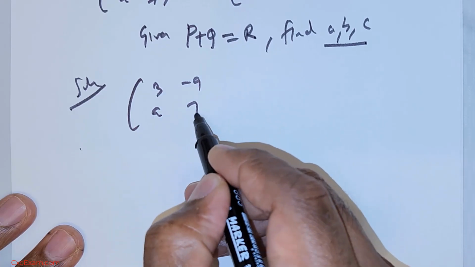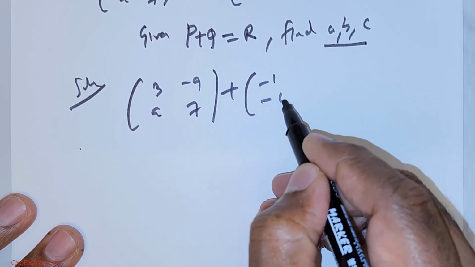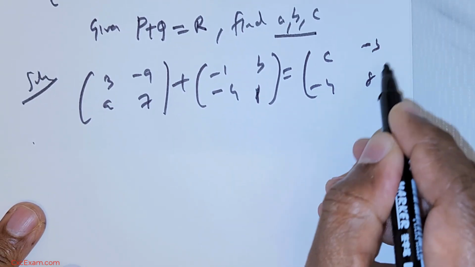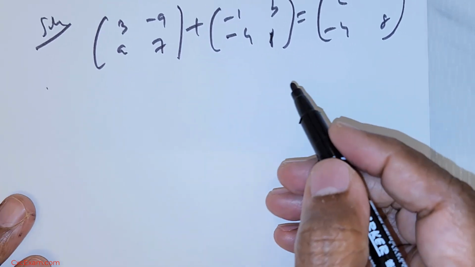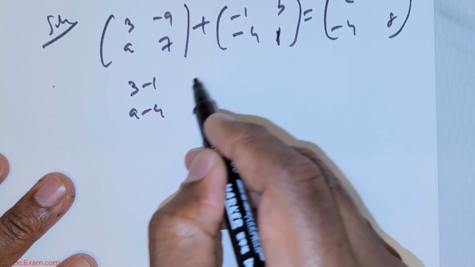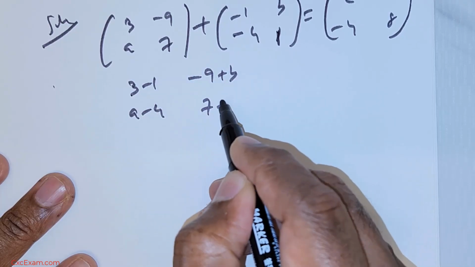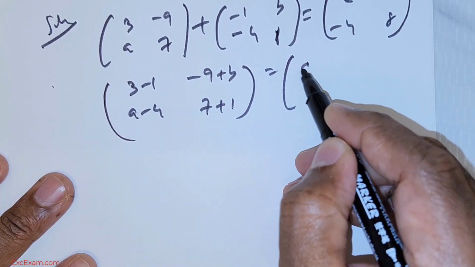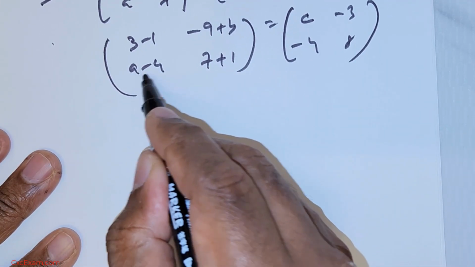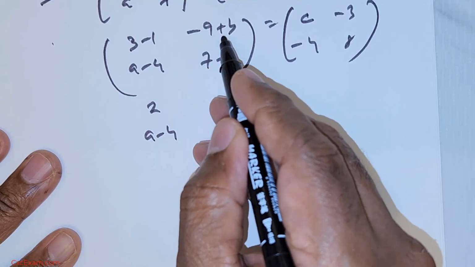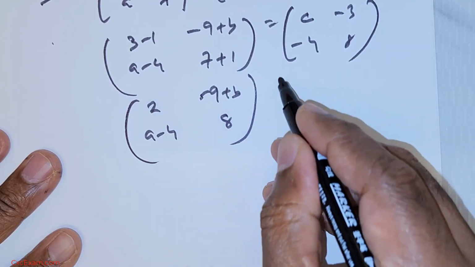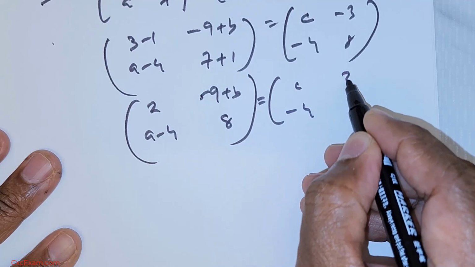So [3, A; -9, 7] + [-1, -4; B, 1] is equal to [C, -4; -3, 8]. Okay, so we add 3 and -1, A and -4, -9 plus B, 7 added with 1, equal to [C, -4; -3, 8]. 3 minus 1 is 2, A minus 4, -9 plus B stays as it is, 7 added with 1 is 8, equal to [C, -4; -3, 8].